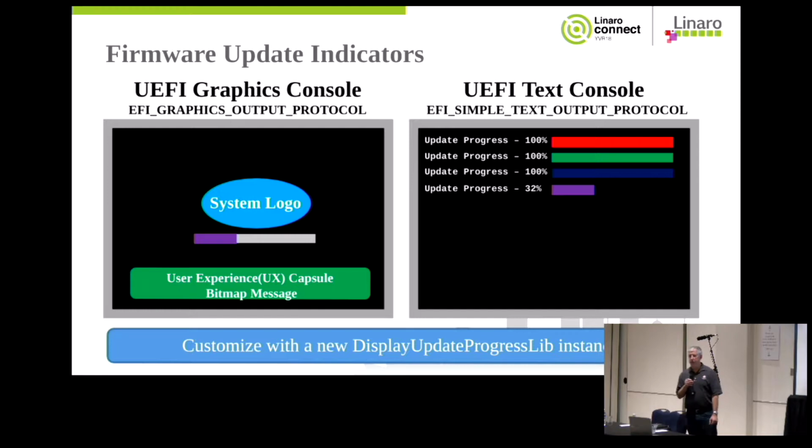So I mentioned the firmware update indicators. There's two built-in libraries that we have. If you have a GOP, graphics output protocol, in your platform and you want to do a graphical console, then you'll get a picture like the left where you can have your system logo that shows up somewhere on the display. Underneath it, as a firmware update is occurring, there'll be a progress bar that's rendered, and as the progress indicator is updated from 0 to 100%, it'll actually show a colored bar, and you can customize the color of that bar for each one of your devices.